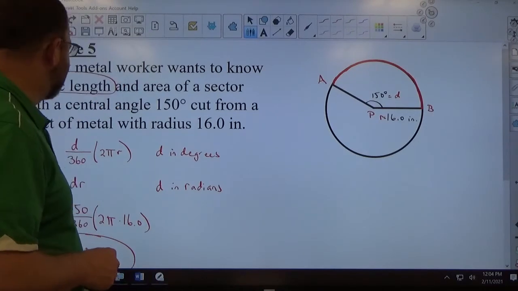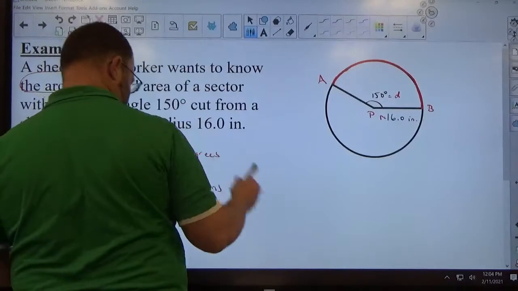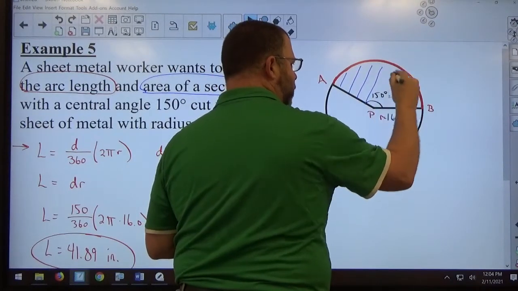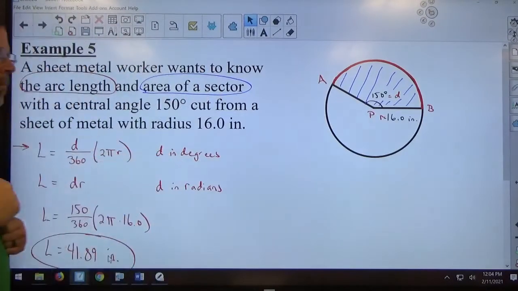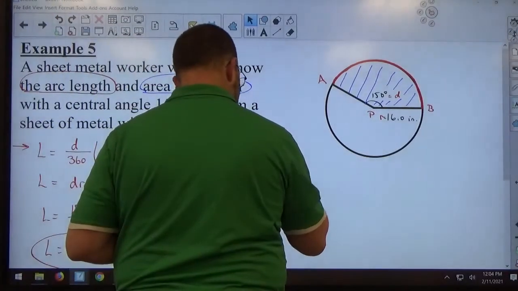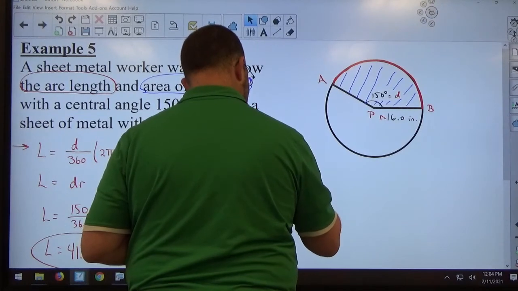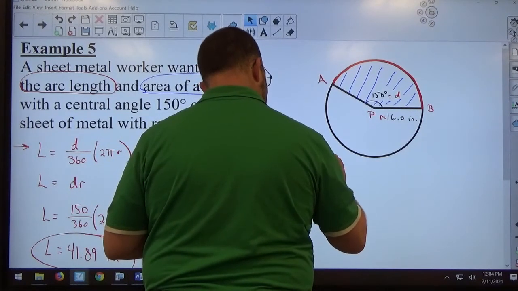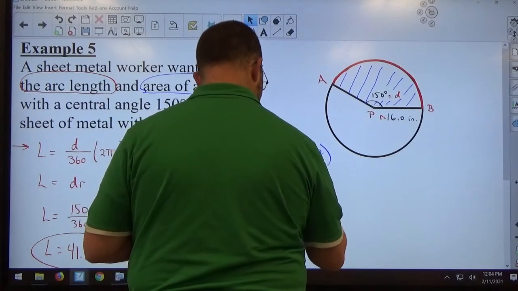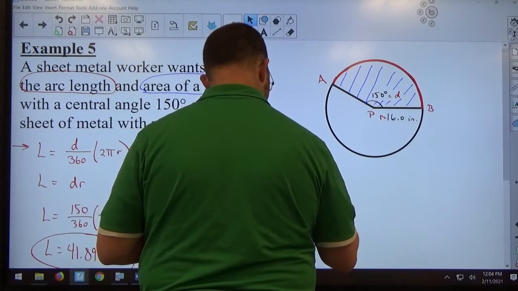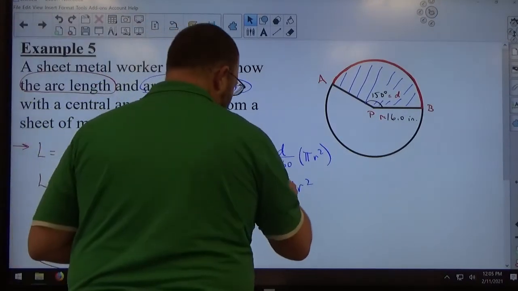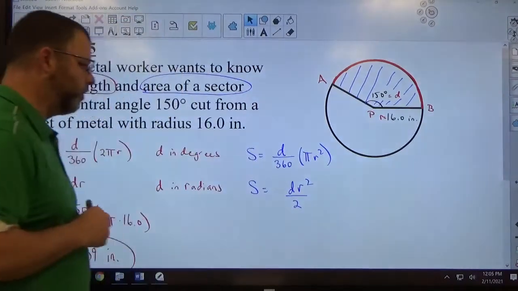Okay, the second thing they asked me for, it says find the area of a sector. Area of a sector. And a sector is a piece of a circle like so. It's part of a circle, it's not a whole circle. Right? And the area of a sector is D over 360 times pi r squared, assuming D is in degrees. And it's 2dr squared, is that right? Hold on. dr squared over 2. dr squared over 2 if it's given in radians.